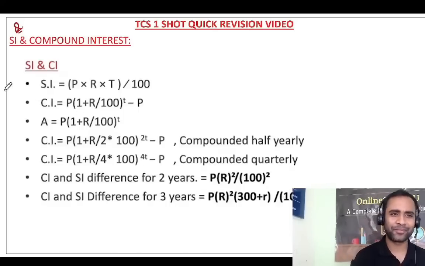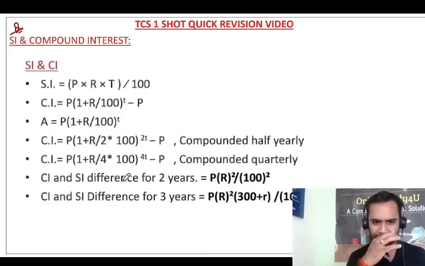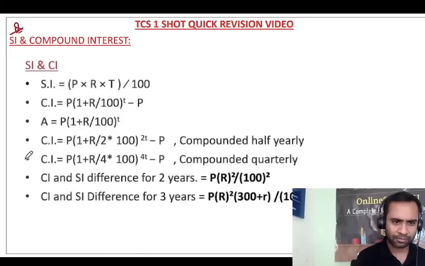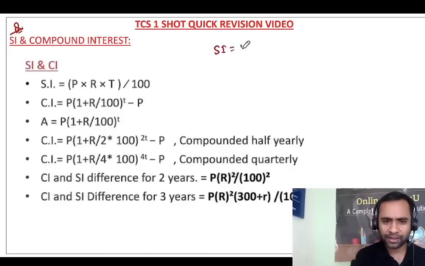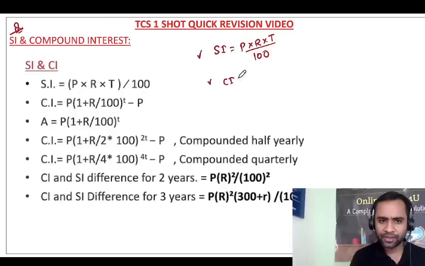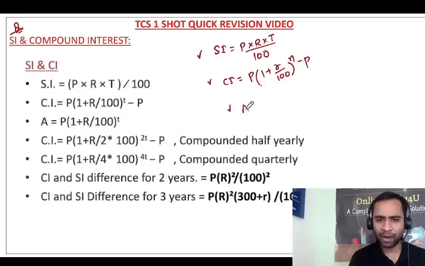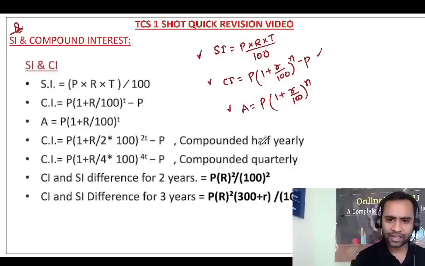Okay, fine. Now simple and compound interest. The simple interest formula is nothing but PRT by 100. Compound interest is P into 1 plus R by 100 to the power n minus P. Amount is nothing but P into 1 plus R by 100 to the power n. In amount, we just remove the principal to get compound interest. Then there is compound interest for yearly and quarterly.